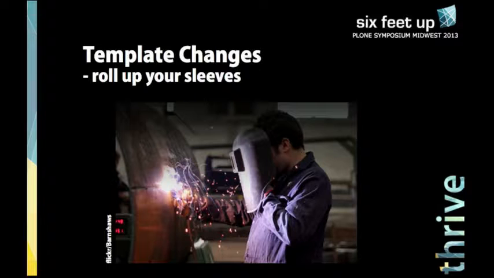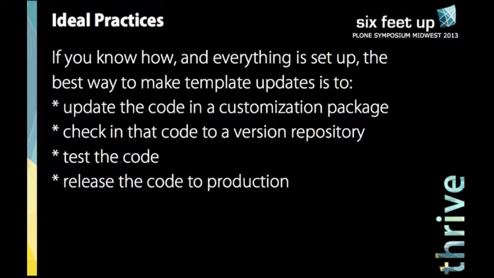So now we'll get in just a little bit deeper and look at template changes. Okay, ideally, if you know how to have all of this set up and can get it done this way, the best way to do this is actually to update the code in the customization package of any template changes you're making. Check in that code to a version repository, have that code tested, and then actually release that code to the production site. I realize this doesn't always happen, especially in an emergency, and you just need to update the website immediately. And that's what the rest of this is going to be. Just know that that's not necessarily the best practice, what I'm going to be going over.